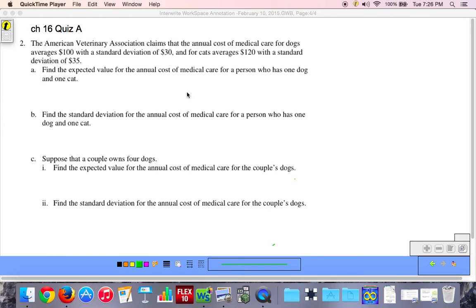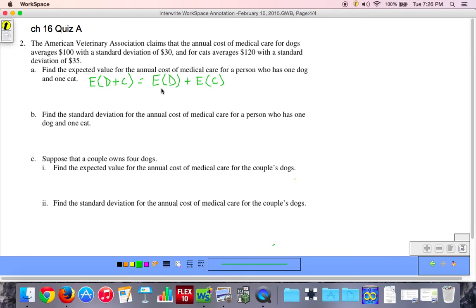The American Veterinarian Association claims that the annual cost of medical care for dogs averages $100 with a standard deviation of 30, and for cats it averages $120 with a standard deviation of 35. Find the expected value for the annual cost of medical care for a person who has one dog and one cat. Well, the expected value of having one dog and one cat is just the sum of the individual expected values.